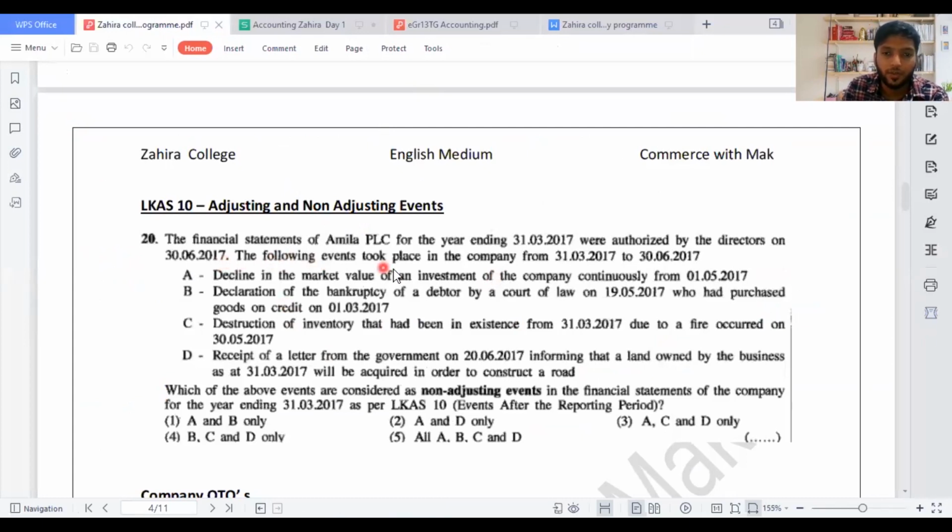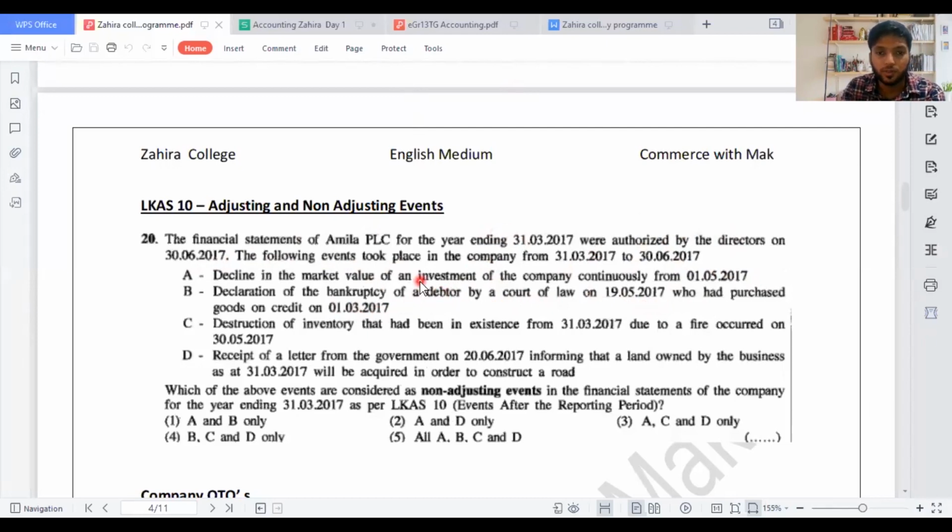The financial statement of Amila PLC for the year ending 31st March 2017 were authorized by the directors on 30th June 2017. The following events took place in the company from 31st March 2017 to 30th June 2017. A. Decline in the market value of investment of the company continuously from 1st May 2017. B. Declaration of bankruptcy of a debtor by a court of law on 9th May 2017, who had purchased goods on credit on 1st March 2017. So last year he purchased, that is getting affected.